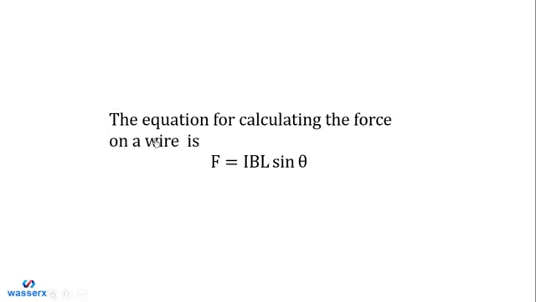We can use this equation to calculate the force on a wire. F equals I B L sin theta. So I is the current, B is the magnetic flux density, which is measured in Tesla. Then L is the length and theta is the angle.